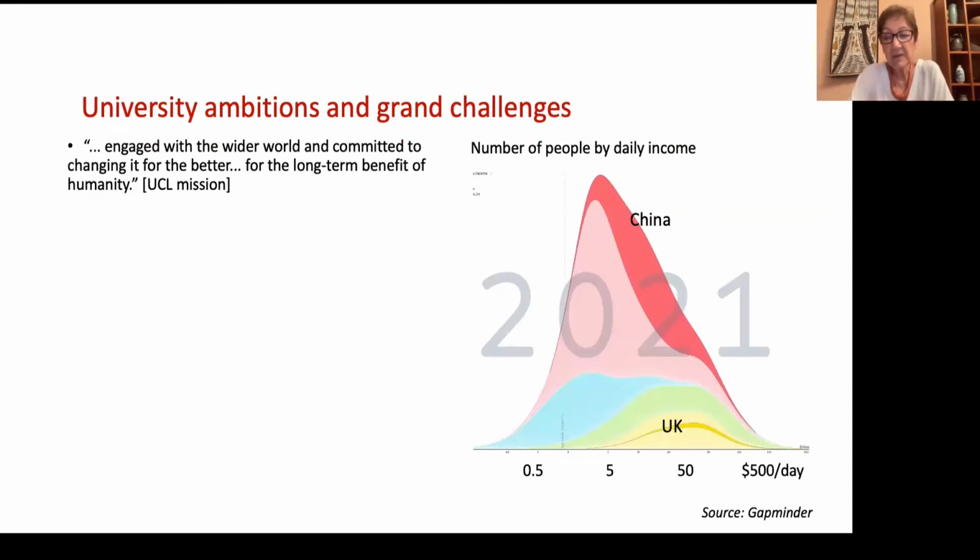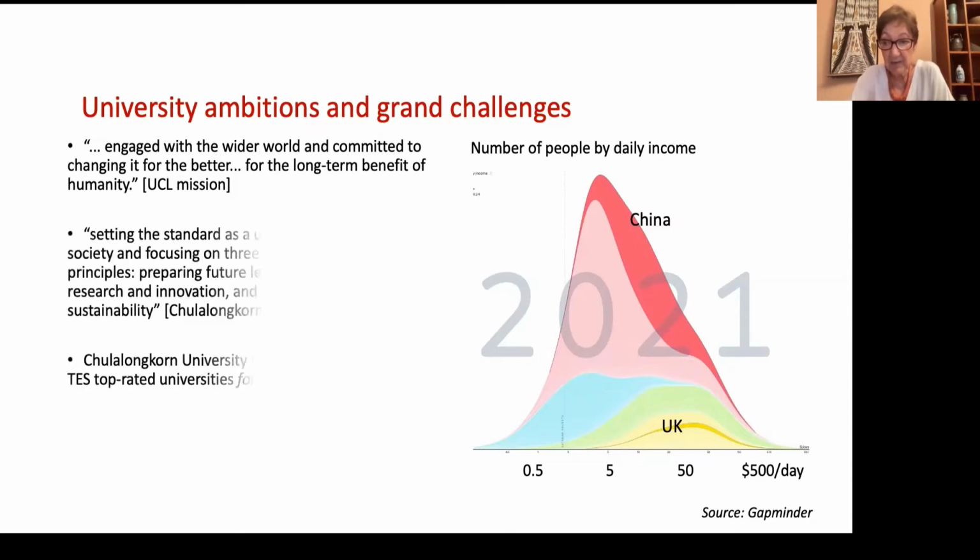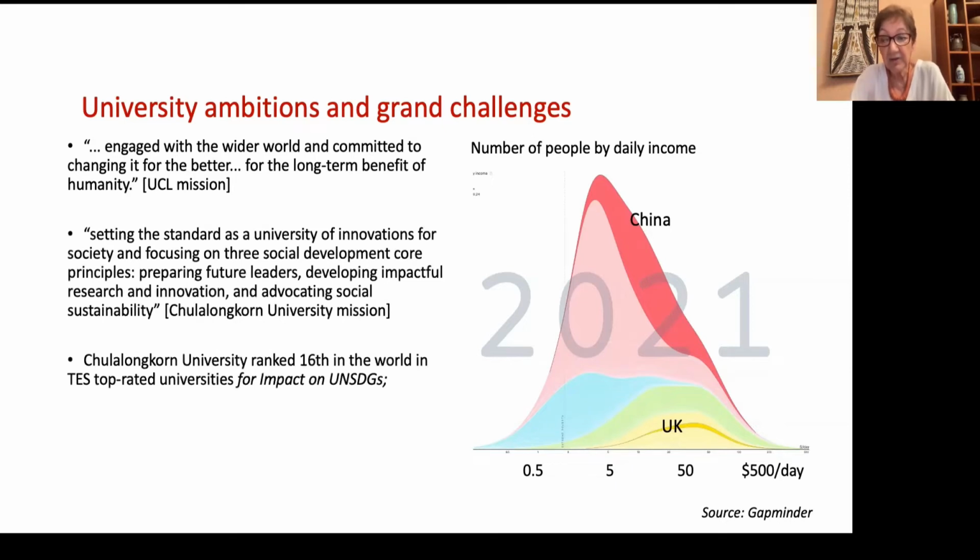Well, the mission statements of universities are certainly ambitious, such as this one from my own university, one of the top universities in the UK. We're engaged with the wider world and committed to changing it for the better, for the long-term benefit of humanity. That's our mission statement. And Thailand's top university, Chulalongkorn, is certainly matching us for the ambition, setting the standards as a university of innovations for society and focusing on three social development core principles: preparing future leaders, developing impactful research and innovation, and advocating social sustainability.